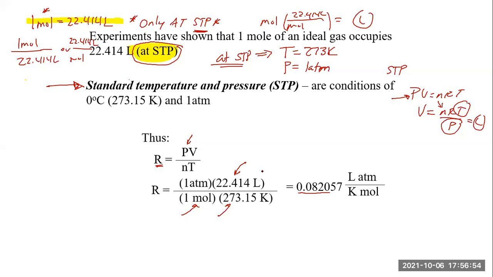So two important things: what STP means, which again means a temperature of 273 and a pressure of 1 atmosphere. And again, you can use what's sometimes referred to as the molar volume of the gas, but it is at STP, 1 mole is 22.414 liters.